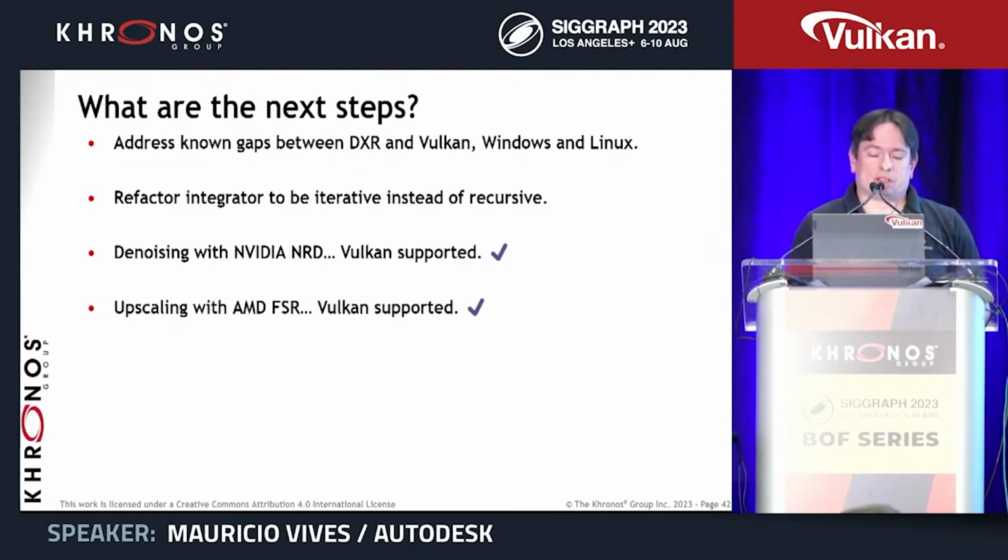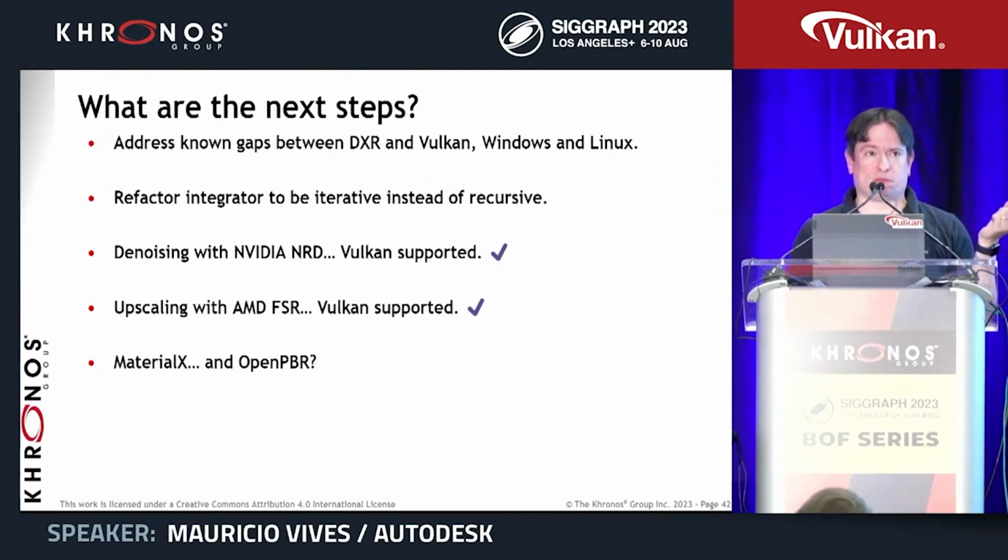and Vulkan is supported there too. How convenient. And MaterialX support for Vulkan is not working yet. If you have the DXR version, you can use MaterialX materials, and it'll run it through MaterialX, and you get the expected result. But not yet on Vulkan, so that's something you have to fix.